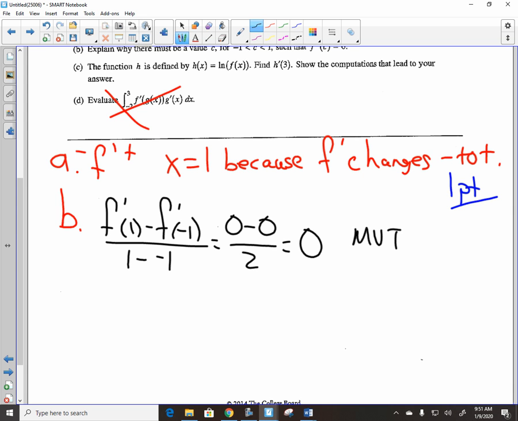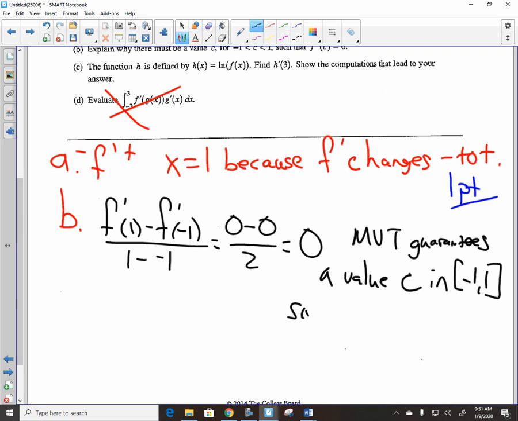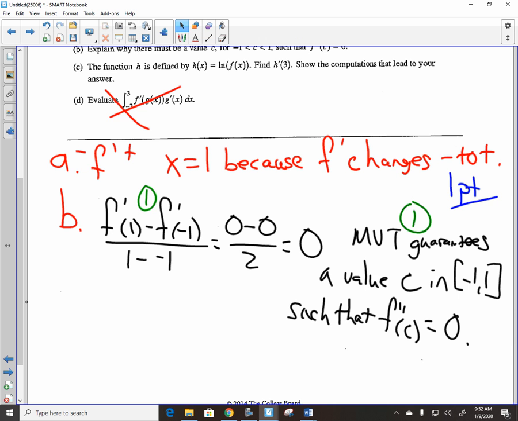Mean value theorem guarantees a value c in the interval -1, 1 such that, in this case, the derivative of the derivative, f double prime of c, is in fact equal to 0. So they really want pretty much what I've got there. They would give you 1 point for having that part, and then they would give you 1 point for your answer. The mean value theorem guarantees us. We're up to 3 points so far.